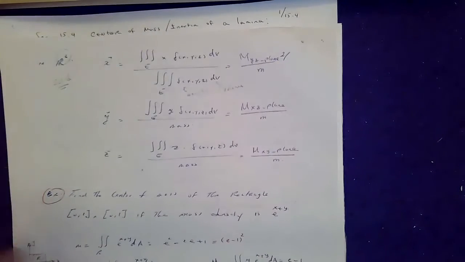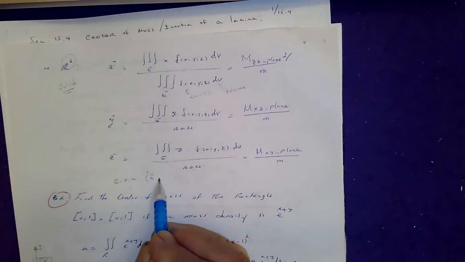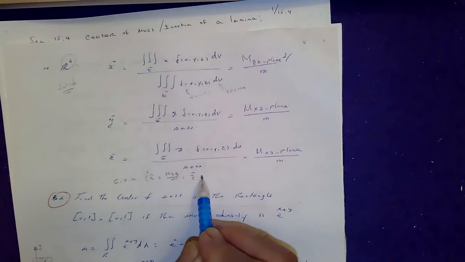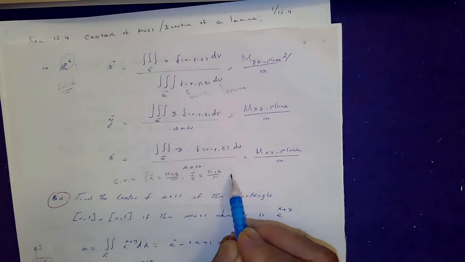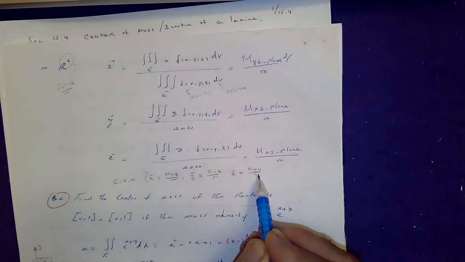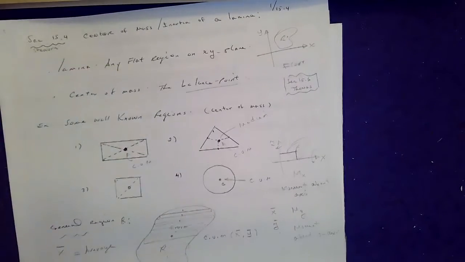Volume. So now the center of mass for a solid is defined as x bar equals moment about the yz plane over m, and y bar is moment about the xz plane over m, and z bar is moment about the xy plane over m. So you will have a triple order of numbers. Do you all see it?